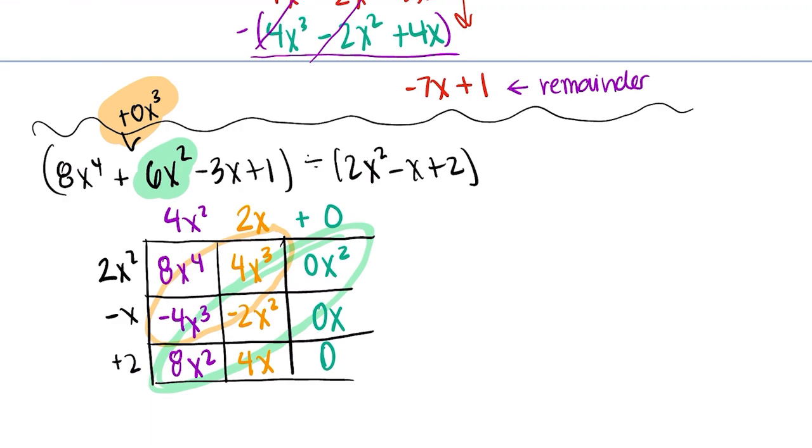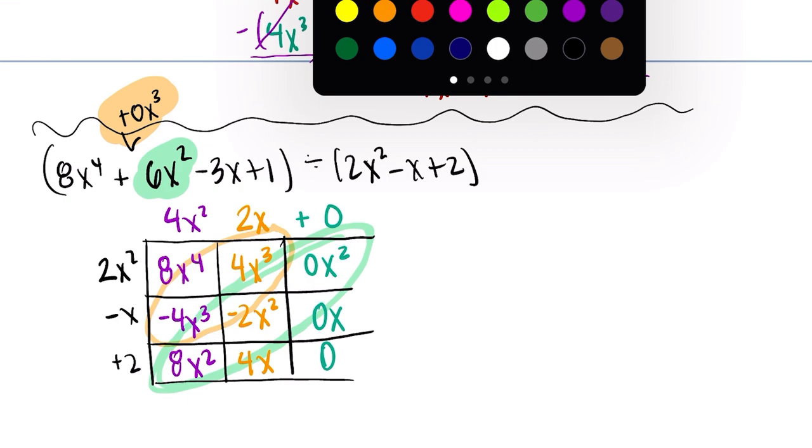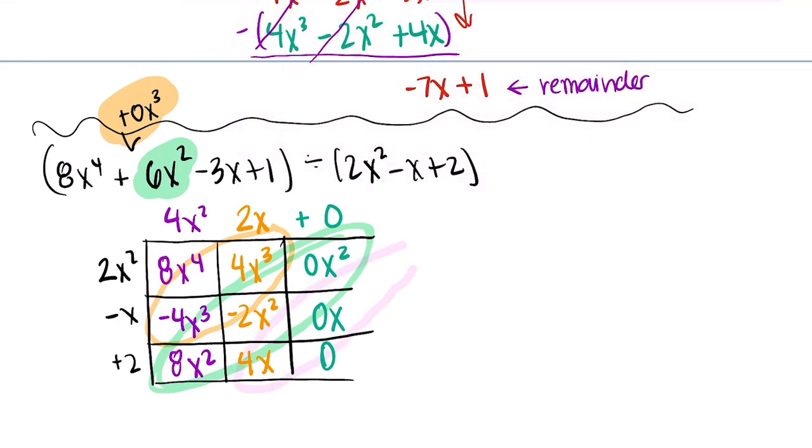But then we still have this negative 3x and the 1 that we need to finish up with, your x term and your 1, like your constant term. So I'm going to look at the next column. Let's look at what we have right here. This is my x's.